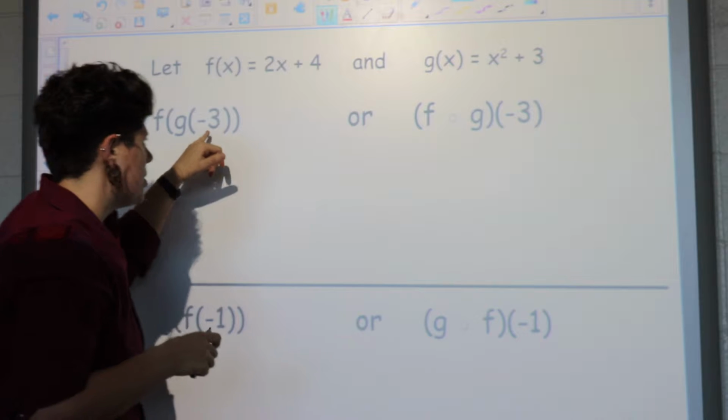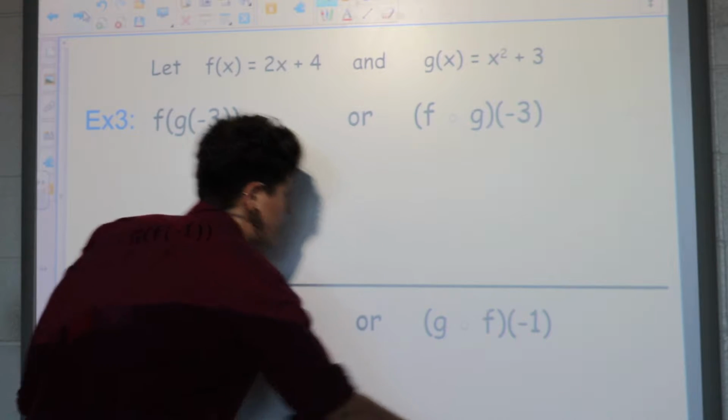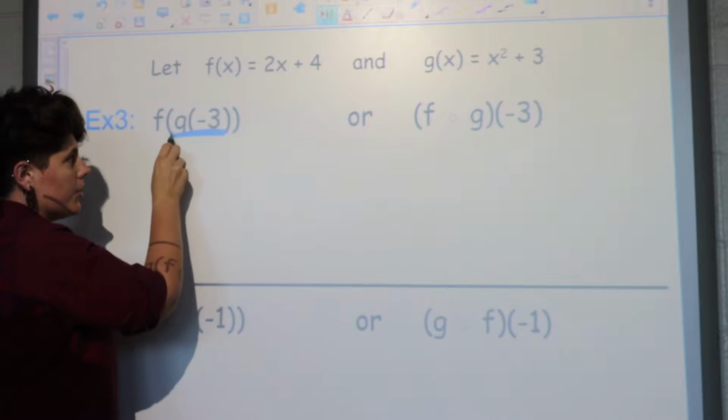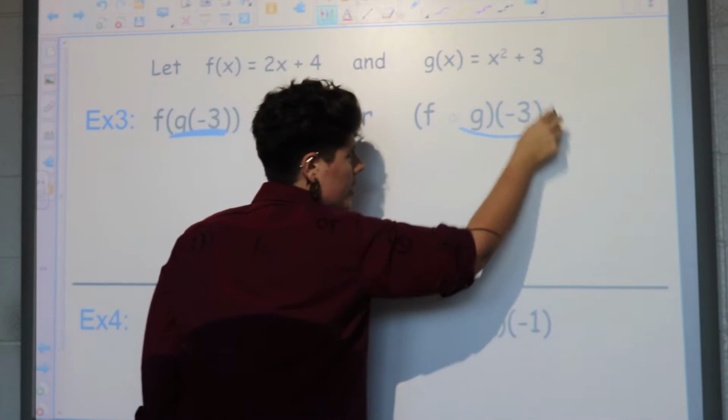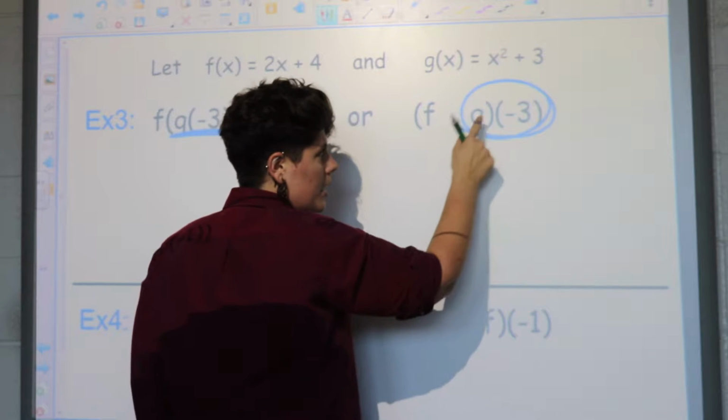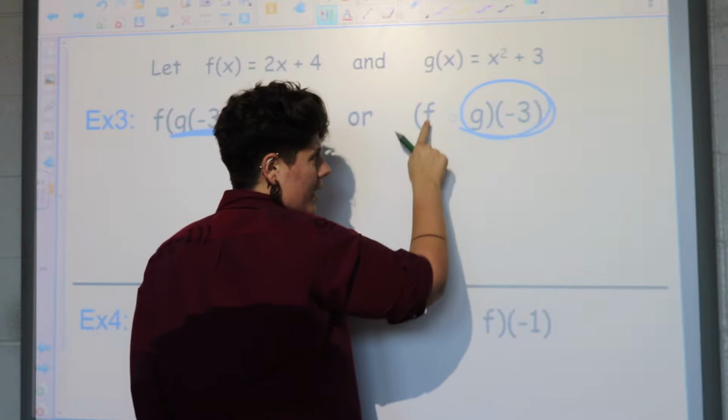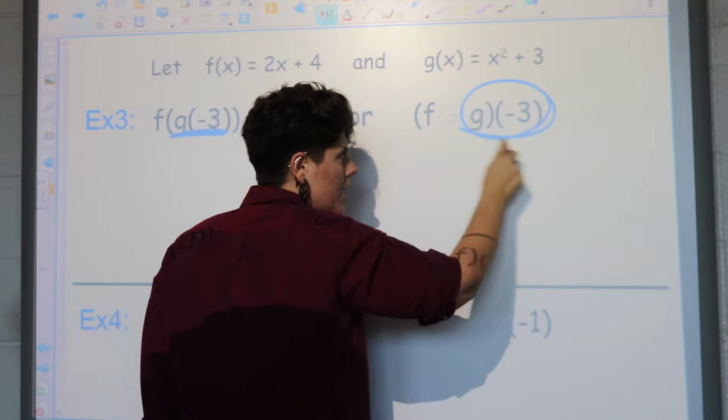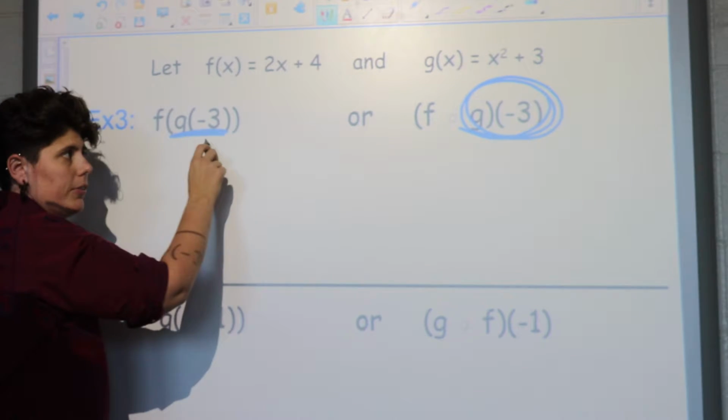And in this case, we're actually starting with a value. You always start with whatever is closest to the number, so g of negative 3. Notice here you can also write it as f of g of negative 3. The open circle is read f of g of negative 3. So I'm going to start by finding g of negative 3.